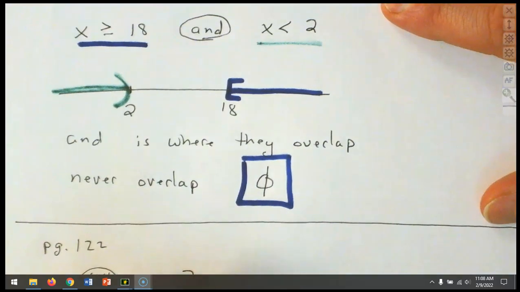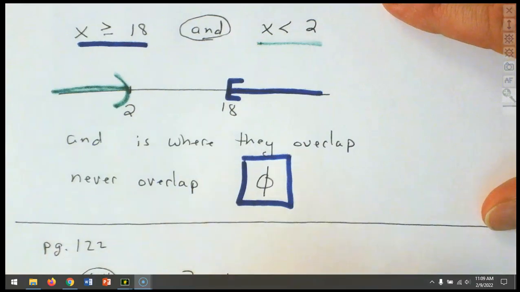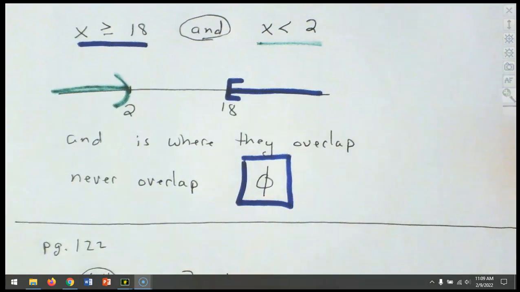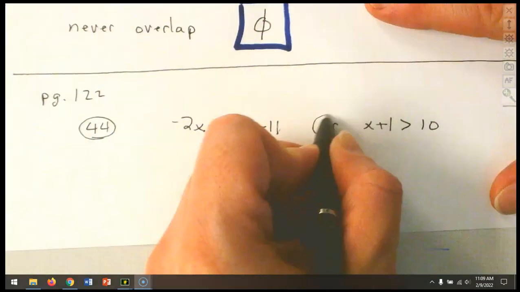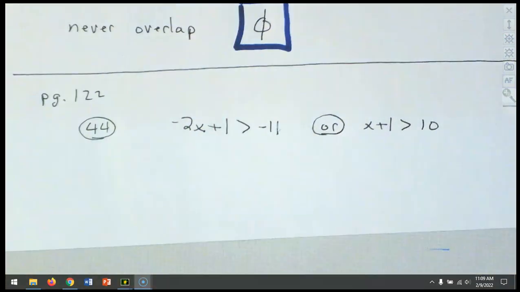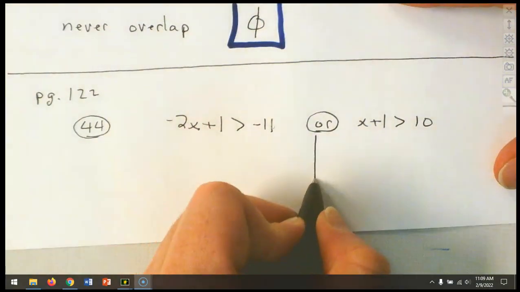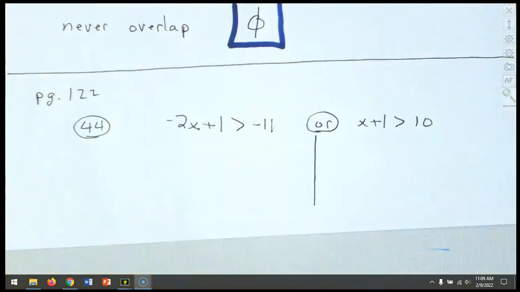We've got minus 2x plus 1 is greater than minus 11, or x plus 1 is greater than 10. So this is what we've got here. So this is going to be what we're working with. First thing we notice is what do we have in the middle? We have an or. And we're just going to separate it in half and work out each side separate from the other.